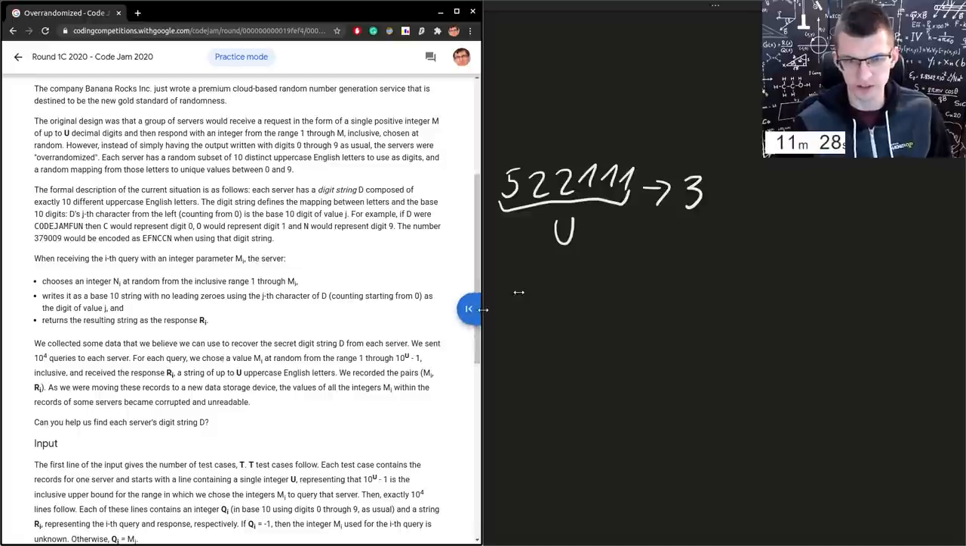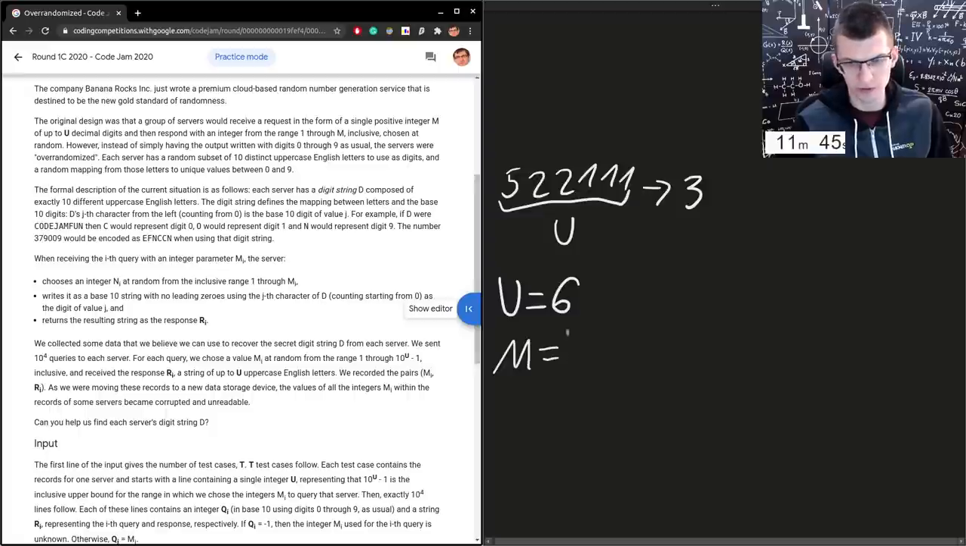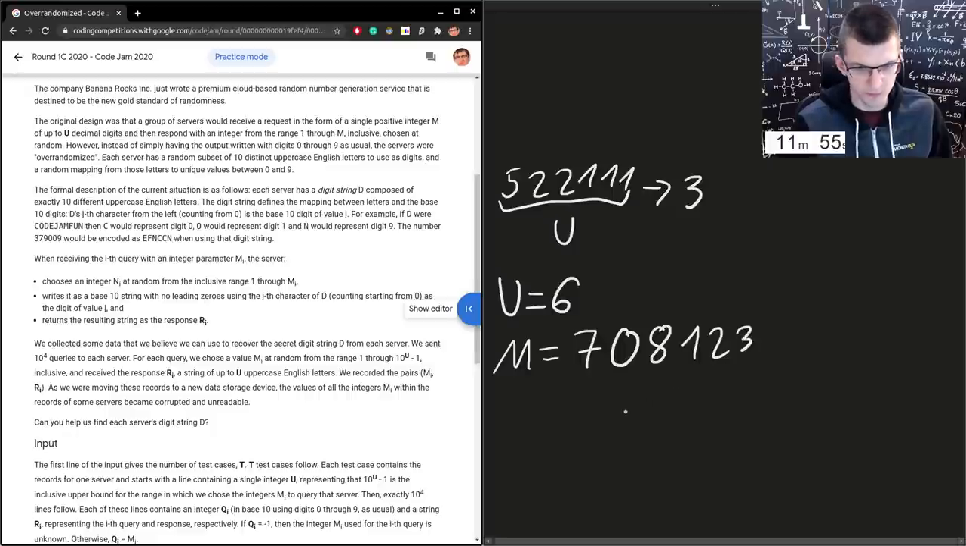All right, then my understanding is this. Let's say that u is 6. Then they say that m is a random number with up to 6 digits. Let's say that m was generated as 708,123. Then they take n, a random number up to m. So maybe what's generated is this.